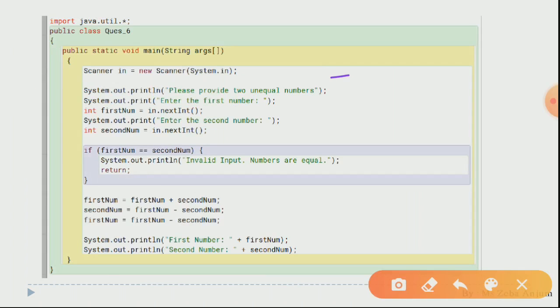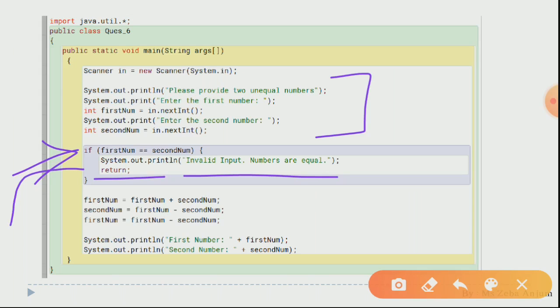See over here in these two lines you have entered the first number as well as the second number. Now see over here in this if condition, if your first number is equal to your second number, then directly you are going to print that invalid input, numbers are equal. Okay, this thing you can do. Now you can return. When you return, it means he will just come out of everything, and all these things will not be executed.